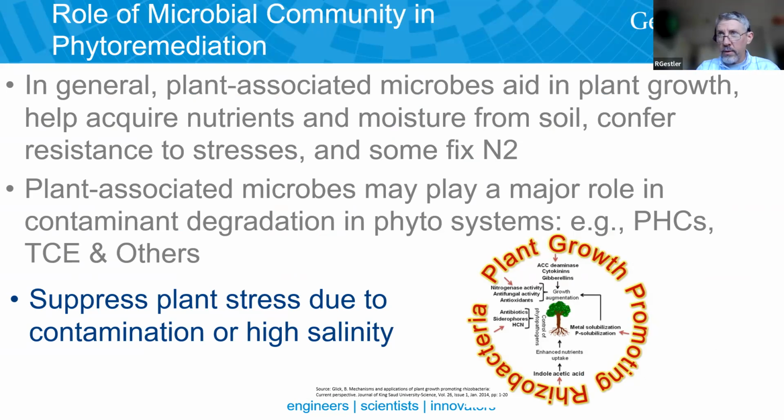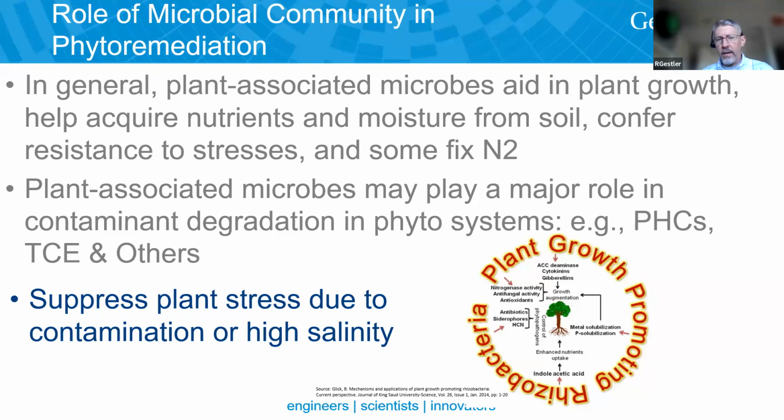Plant-associated microbial communities, and what is their role in phytoremediation and effective phytoremediation? Well, we know that in general, these microbial communities aid plant growth by helping the plant to acquire nutrients, things like iron and phosphate, as well as obtaining moisture from the soil matrix. Critically, they can confer resistance to some stresses, such as drought stress or excess salinity. And of course, some of them fix nitrogen. Most of you probably heard things like soybean and alfalfa have root nodules. These are diazotrophic, that is nitrogen-fixing bacteria that are associated there. They give the plant nitrogen, and in exchange, the plant gives those bacteria a place to live and substrates to grow upon.